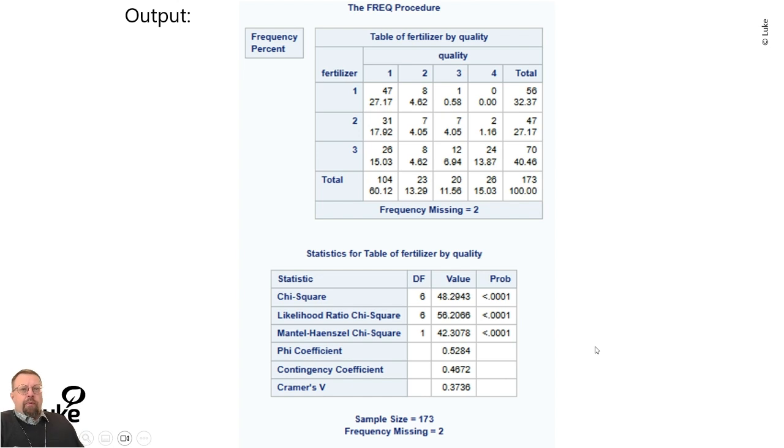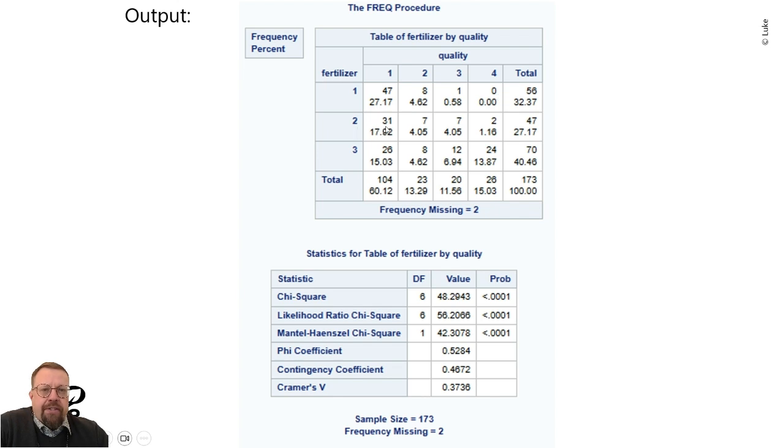And this is the output we get. So if we look into this table, and like I said earlier, we are mostly interested in comparing the different fertilizers that we have here in terms of the quality distribution. So we see that for the first fertilizer, the most common quality is this first one with 47, and then only 8 and 1 and 0 for the higher qualities.